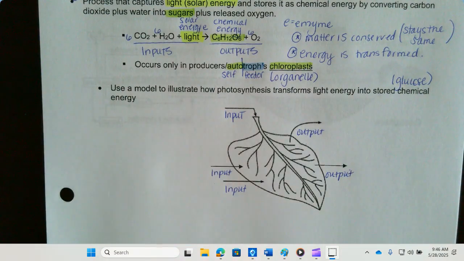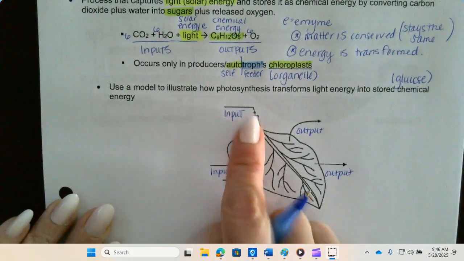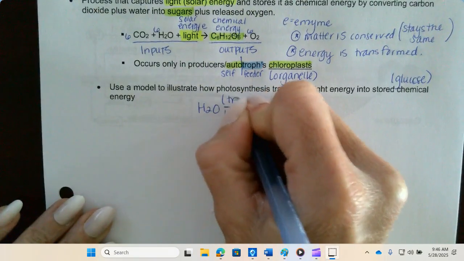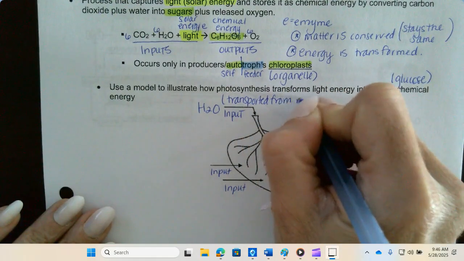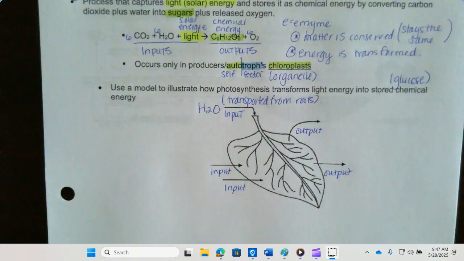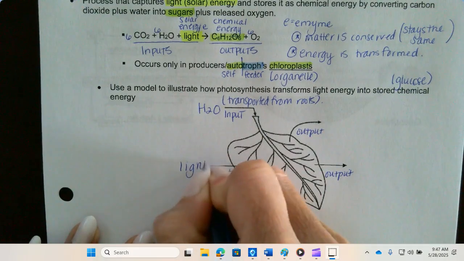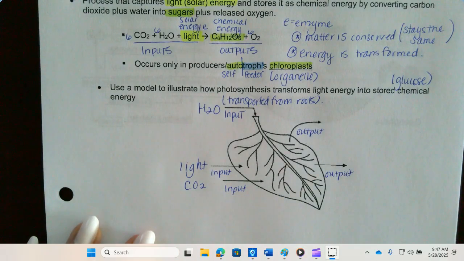Now, honestly, it might not matter exactly where you stick these. For this one, I know that this is coming from the plant, so I'm going to write down this is water. And that's going to be transported from the roots. The other two inputs, one of them is going to be light. And then this one down here is going to be carbon dioxide. Again, to review, carbon dioxide is going to come in through the stomata. The stomata is the space between the guard cells.